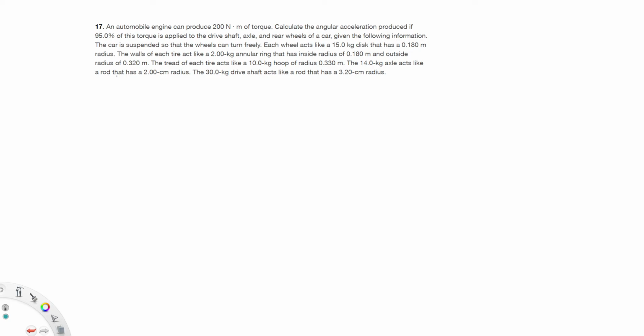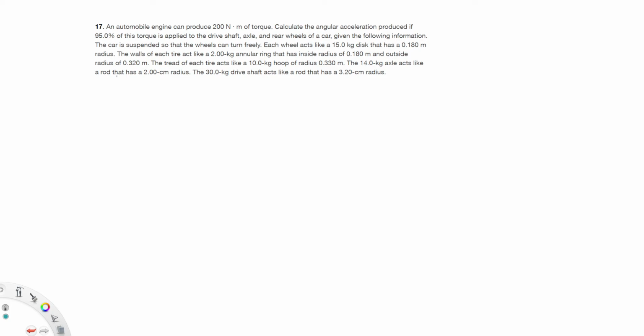An automobile engine produces a certain amount of torque. If 95% of this torque is applied to the drive shaft, axle, and rear wheels of a car, it's reasonable. Most of the torque your engine makes actually goes into spinning your wheels. Assume that your car is in the shop and they've got it up on one of those big lifts that lifts the wheels off the ground so that mechanics can work on it. So if that's the case, then the wheels can turn freely.